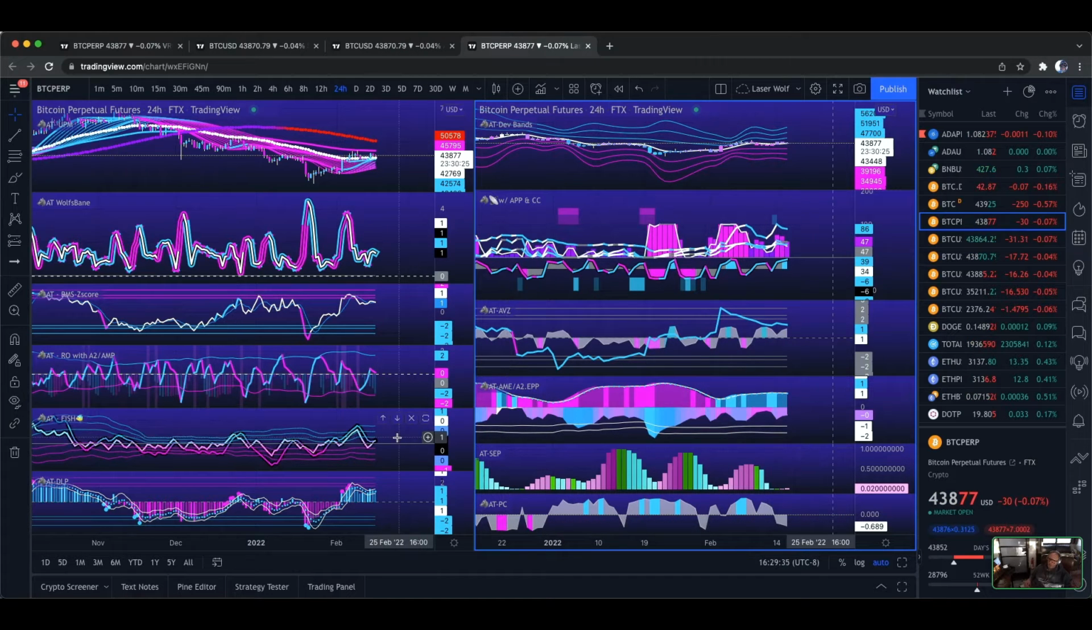The fissures look good. Fissures look good. There is no bear divergence at all whatsoever. It's a clean chart, actually. There's no div to either side on the daily. That's always a good thing.